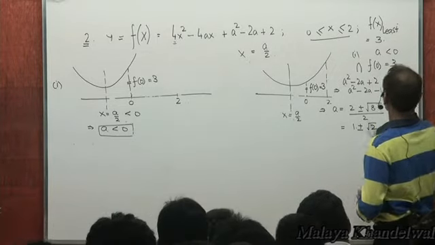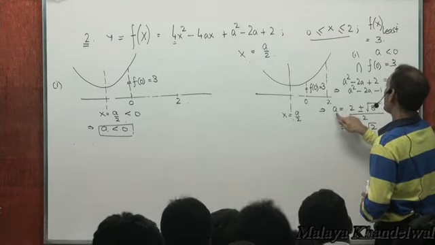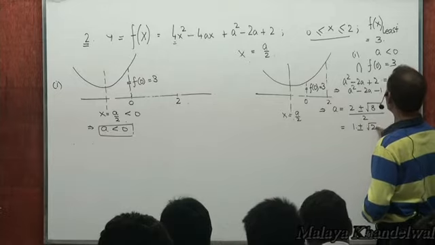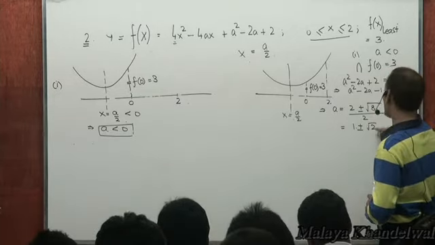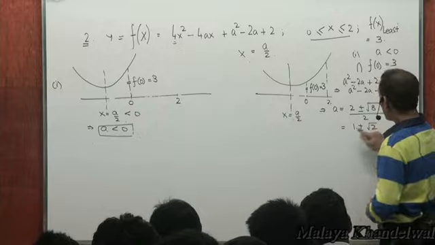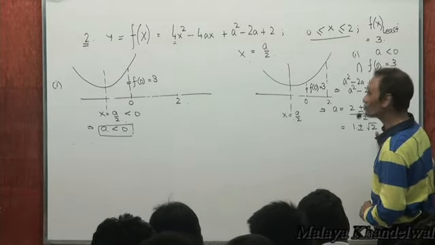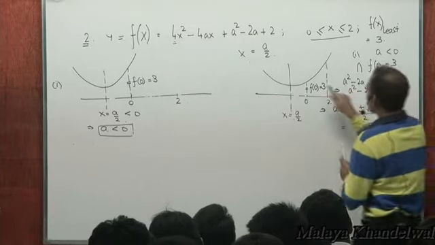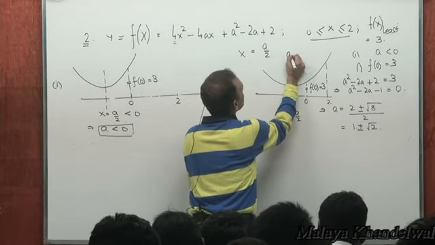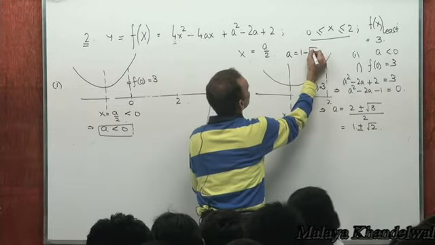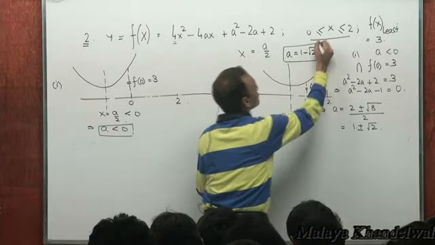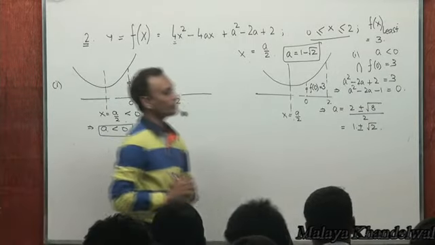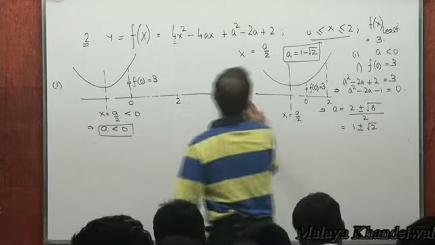Now, A has to be less than 0 and A has to be 1 plus minus root 2. Now 1 plus root 2 gives me A greater than 0, so 1 plus root 2 can be rejected. A therefore must be 1 minus root 2. Yes or no? So one acceptable value of A is A equal to 1 minus root 2 for this situation. Right? Now, that's case 1.